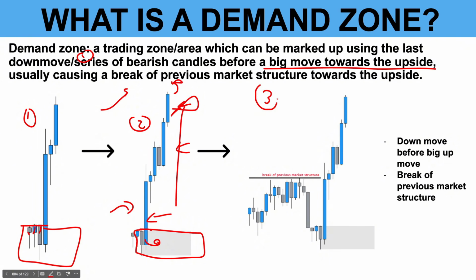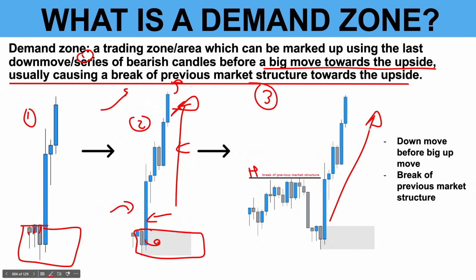Then step 3, we look for a previous break of previous market structure towards the upside. And so we can see here that price left us with a previous high over here, and then we had that big impulsive move towards the upside with lots of momentum. And what happened? We broke the previous structure. So this follows our demand zone definition.